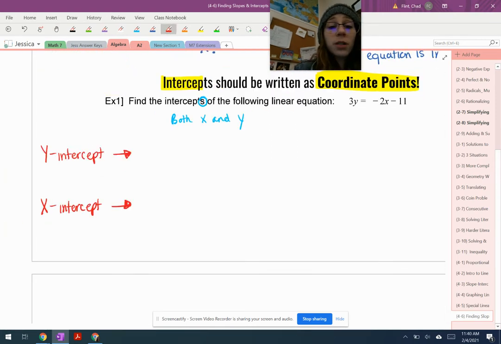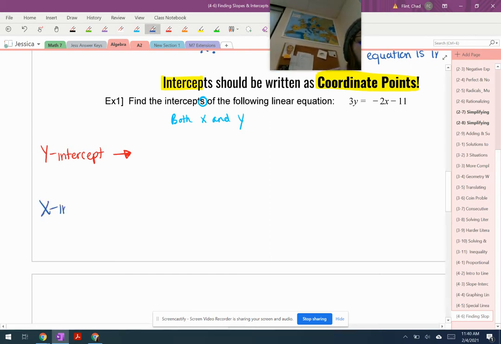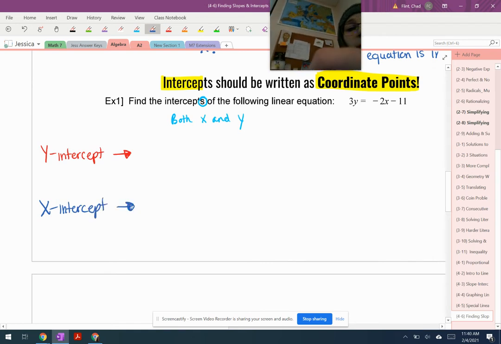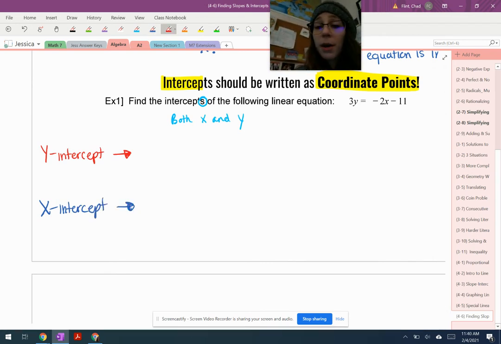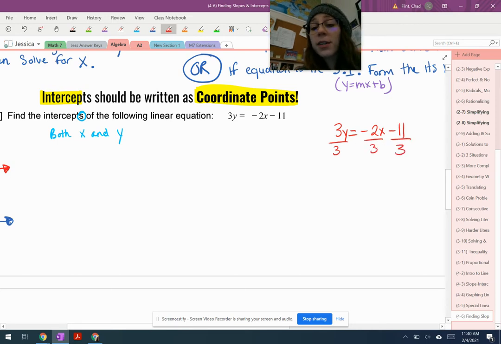So, actually, let's do the y-intercept in red, and then we'll do the x-intercept in blue. I like to color code if you haven't noticed. Fun, right? So, to get my y-intercept, I'm going to take that equation, and I am just going to solve for the y.